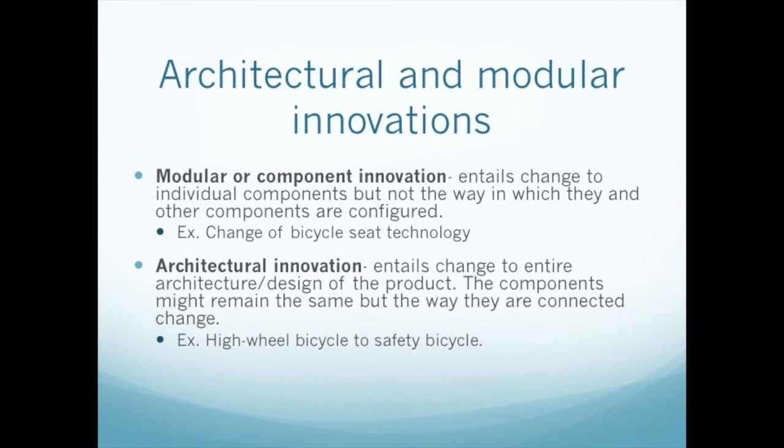But if we consider architectural innovation, that entails change to the entire architecture design of the product. The components might remain the same, but the way they are configured changes. One example of architectural innovation that is also found in the book is the transition from the high wheel bicycle to the safety bicycle.